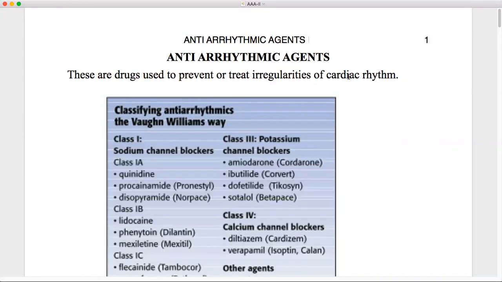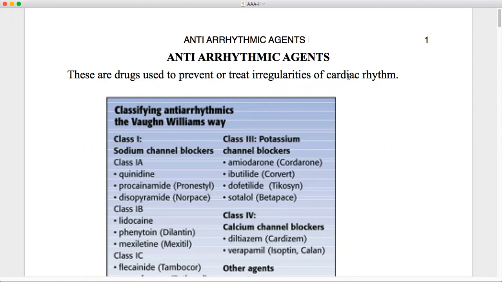Students, today we will start with our next topic of the cardiovascular system, that is the antiarrhythmic agents. It is nothing but the continuation of the last class. That is, we are going to study about the drugs, antiarrhythmic agents.